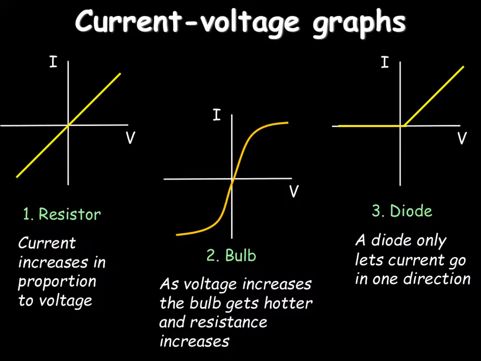Now, a bulb does not obey Ohm's law. That's the one in the middle. The bulb, as you can see, is not a straight line. It may go through the origin, it may not, but it's not a straight line, so it is not ohmic. It doesn't obey Ohm's law.